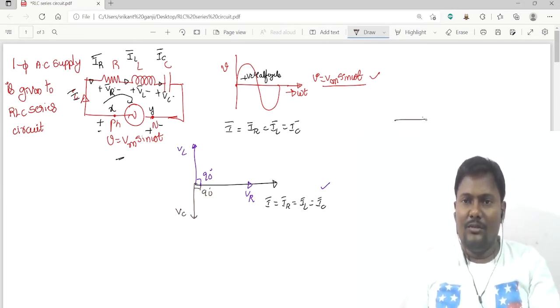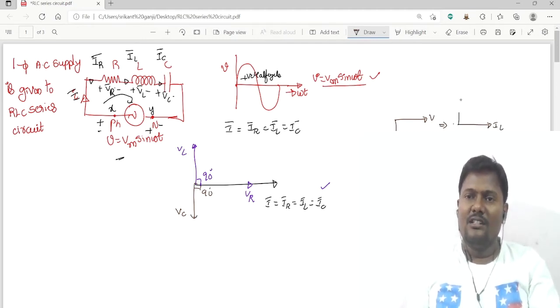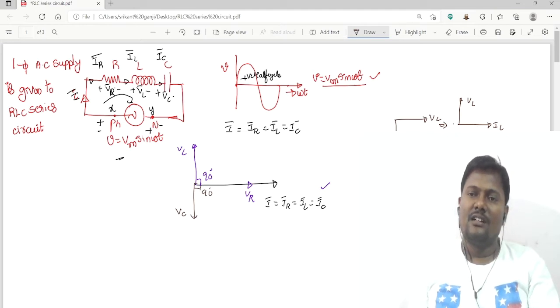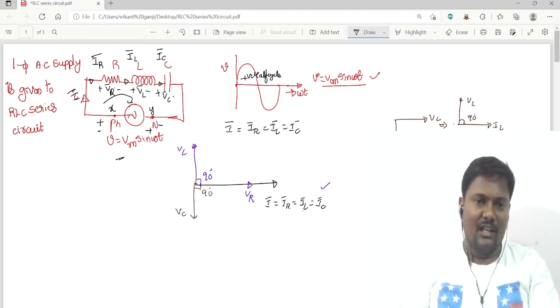So with respect to voltage, the inductive current is lagging. If I take the current as the reference, the voltage is leading. And with respect to the capacitor voltage, the capacitor current is leading. If I take the current as the reference, the voltage across the capacitor is lagging. So this condition I am applying: with respect to IL, VL is leading, and with respect to IC, VC is lagging.